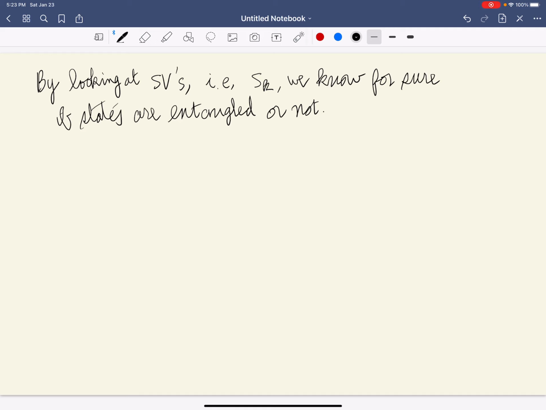And furthermore, because this normalization has to hold, that means the sum over k of sk squared times the overlap of lk with lk and the overlap of rk with rk has to be 1. But these are already normalized states, so they're equal to 1 already. So that means the sum of the squared singular values has to be 1.